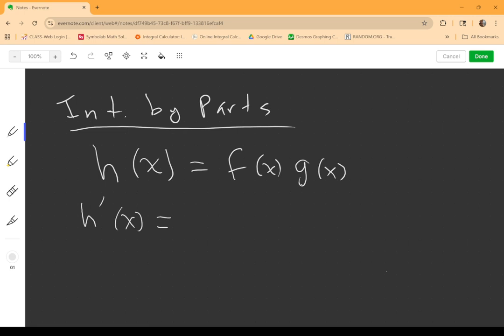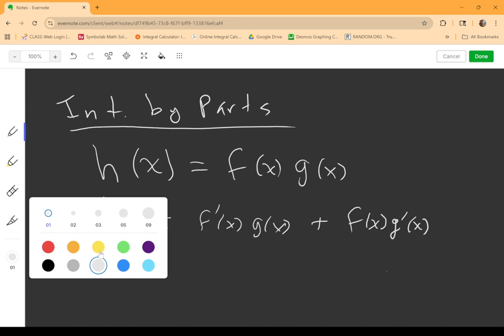Now, h prime of x, remember the product rule here, we get f prime of x times g of x, plus leave f of x alone, and then times g prime of x. That's our basic product rule. From here, we're going to derive a formula that will allow me to integrate certain functions, or certain products of functions.